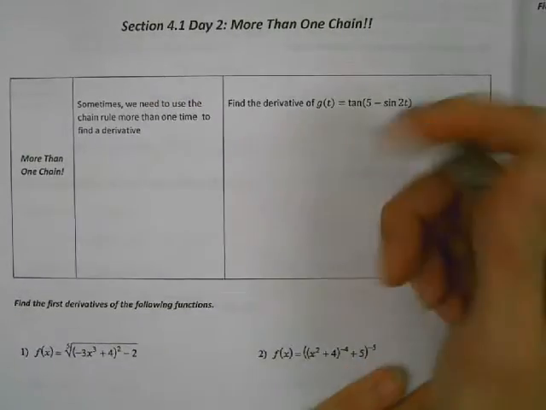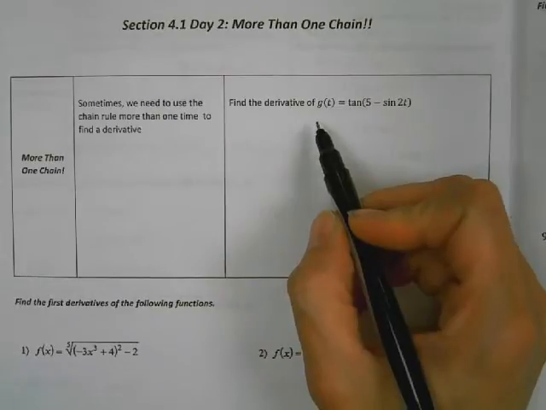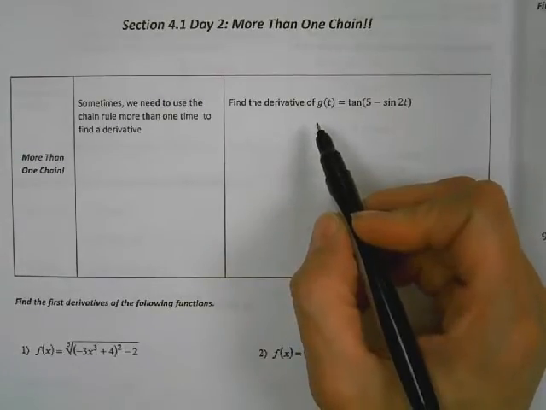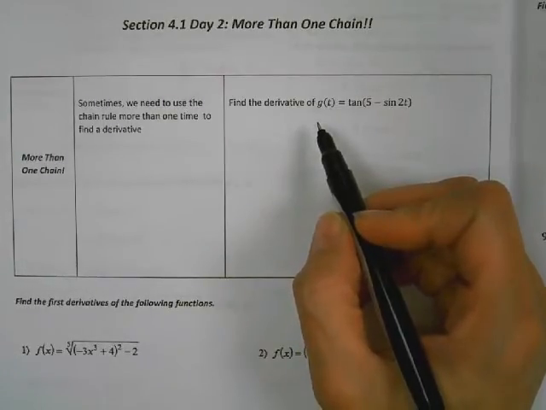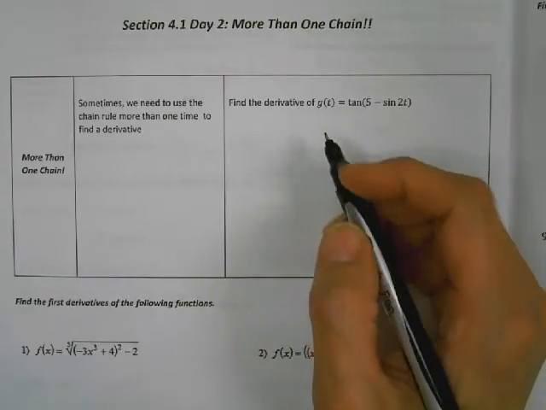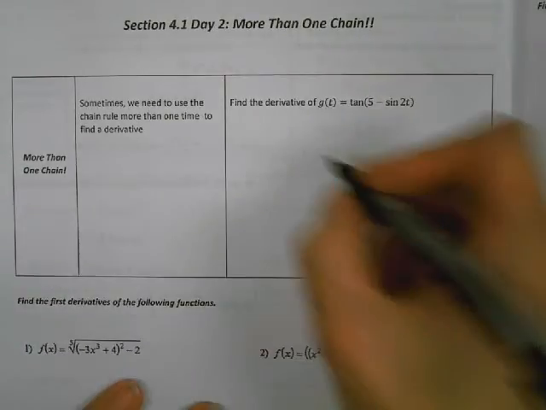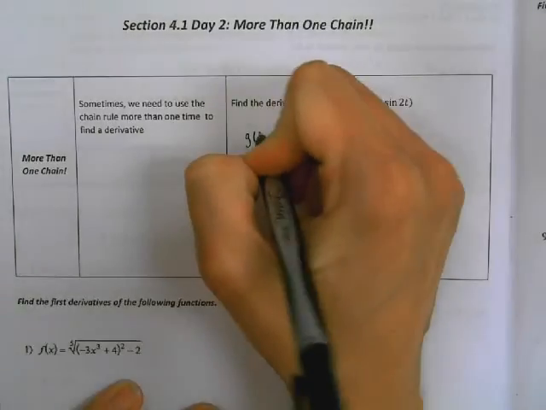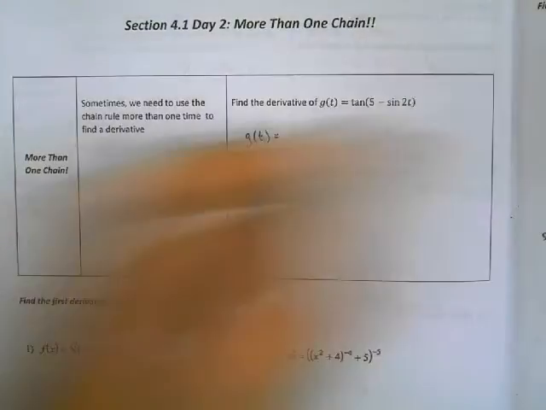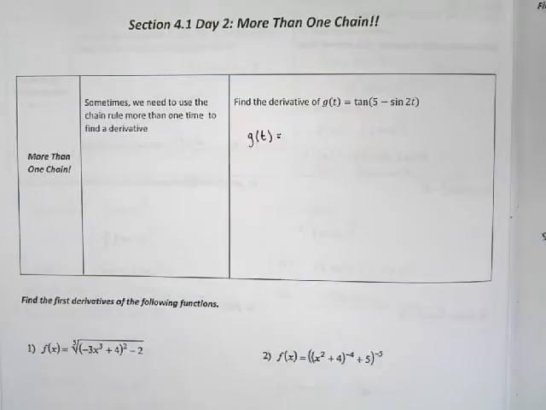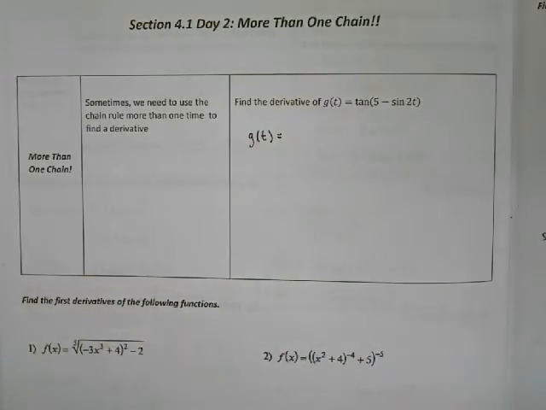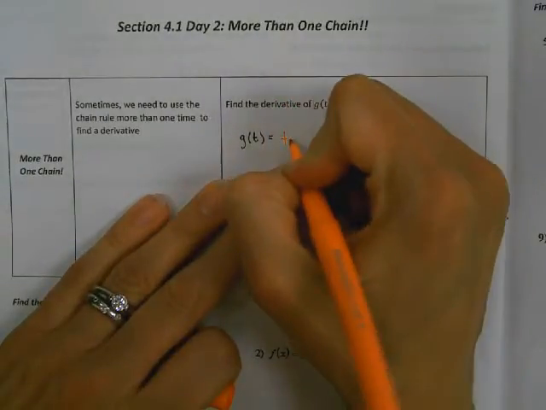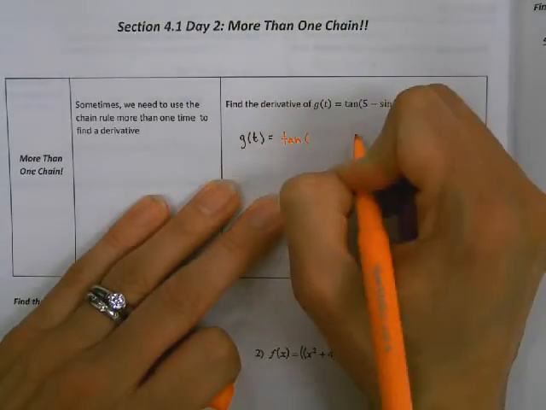So for example, if we take a look at this function over here, g of t is equal to the tangent of 5 minus the sine of 2t. There's actually a lot going on in this problem. So I'm going to rewrite this and color code it so we see what's going on. So the first thing I'm concerned with is my outermost function, and that's going to be my tangent. That one's pretty easy to identify.